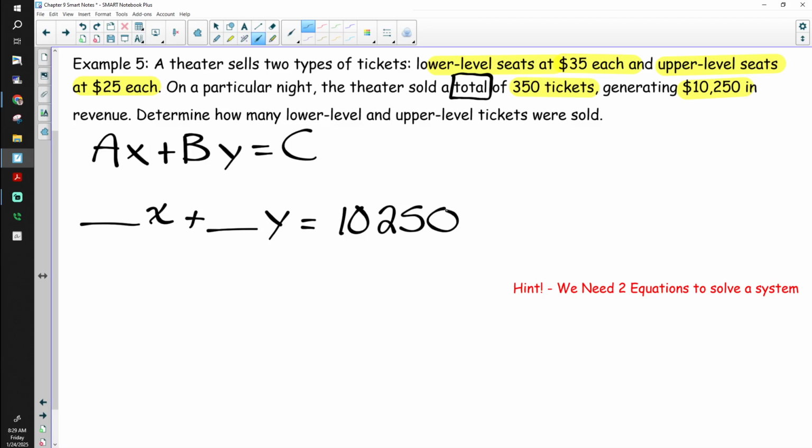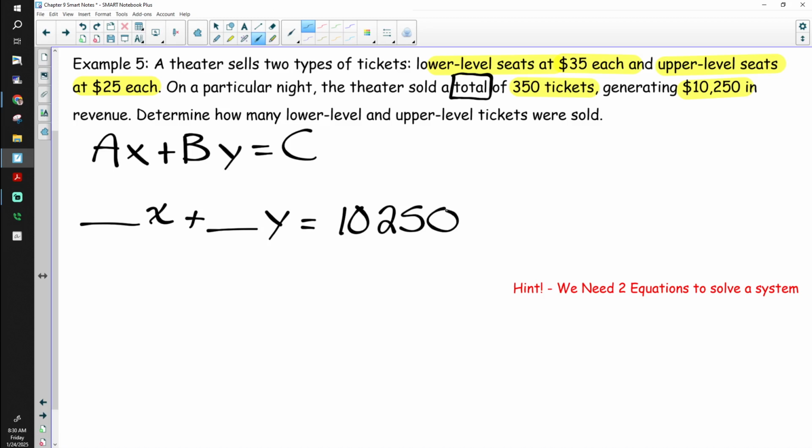It would not make sense for 350 to be a part of this equation. This equation is finding us the total amount of money, which means these blanks, A and B, are going to be the numbers that have to do with money as well. So one of these is going to be $35 each, and one of them is going to be $25 each. Does it matter which one we put where? It doesn't matter.